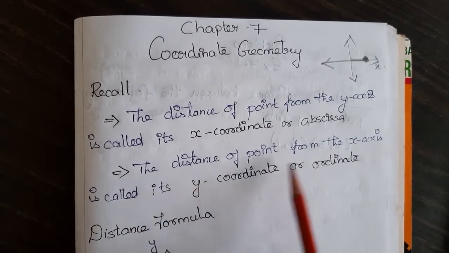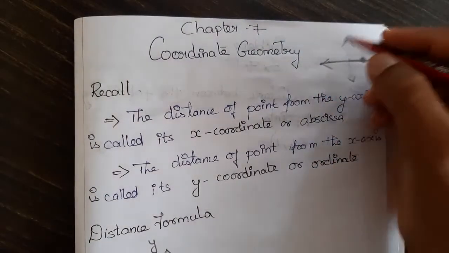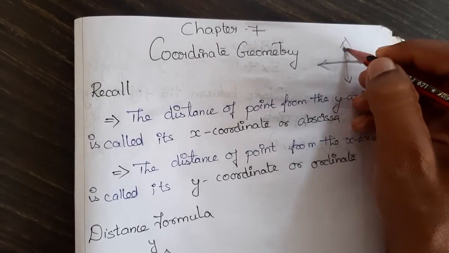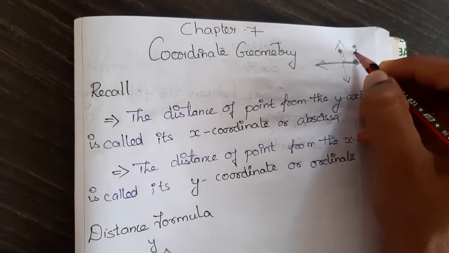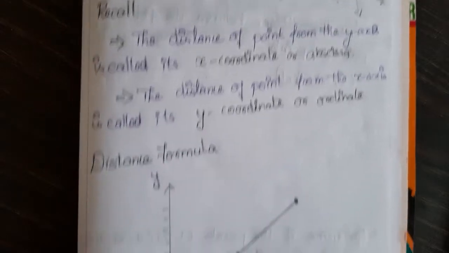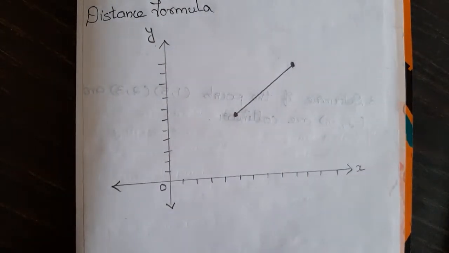Next, the distance of the point from the x-axis is called the y coordinate, or ordinate. For any point you take, this length is the y coordinate. Anywhere you take this distance, it will always be the y coordinate. In this chapter we are going to learn about the distance formula.